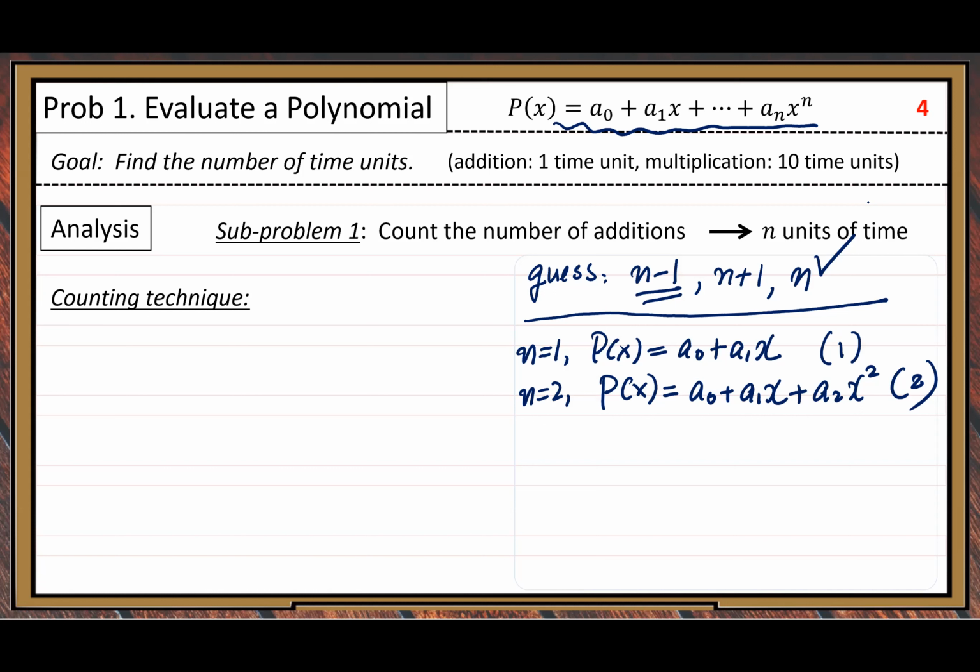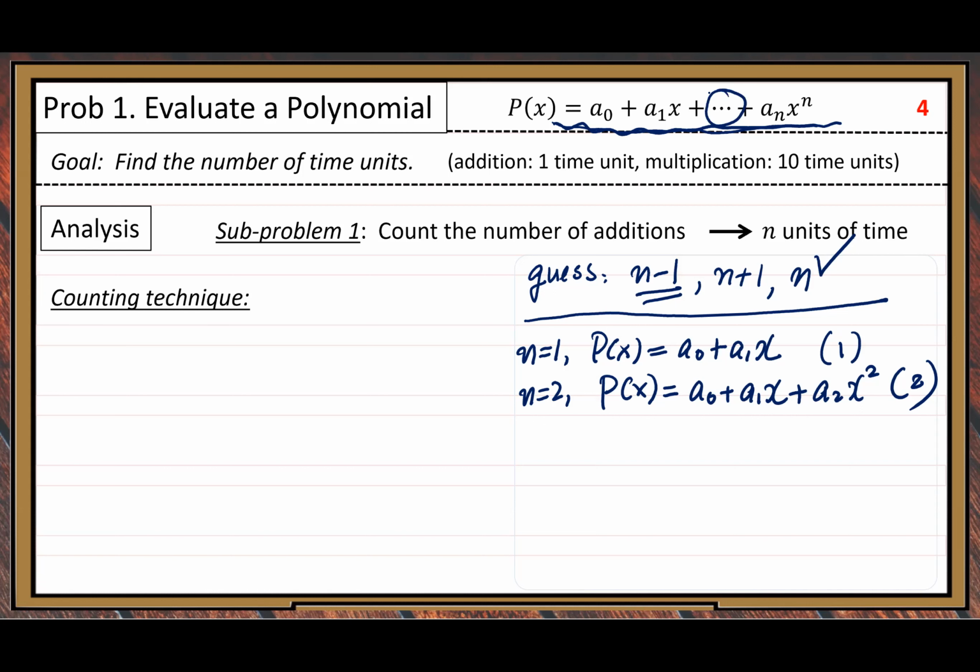Here, I want to introduce another method to do the counting. Actually, here we're doing the counting. You learn the counting techniques in your discrete math, many basic counting methods. Here, when we do the counting, look at this formula. Basically, we need to count the number of plus signs in this formula.